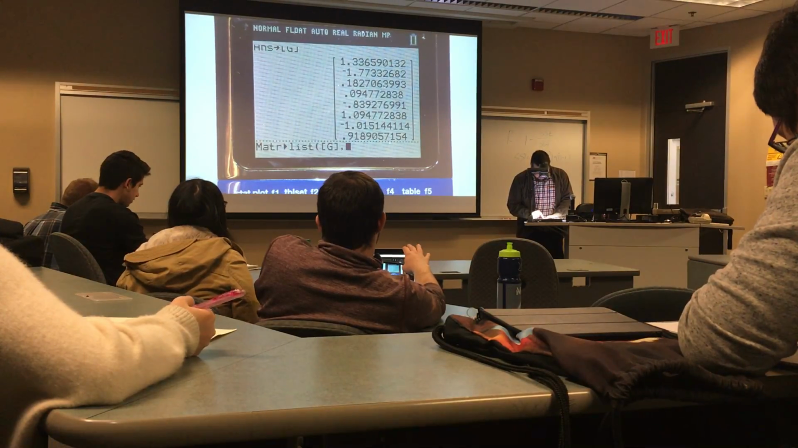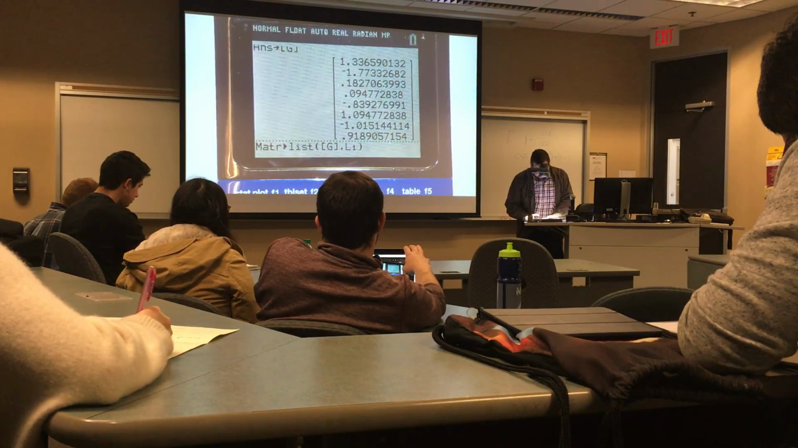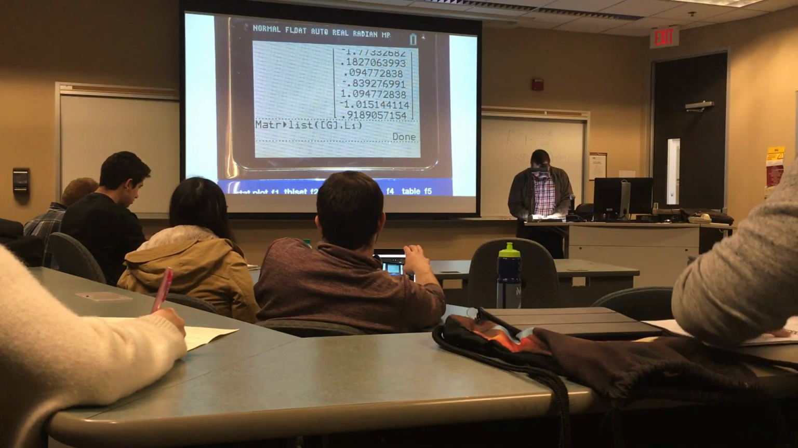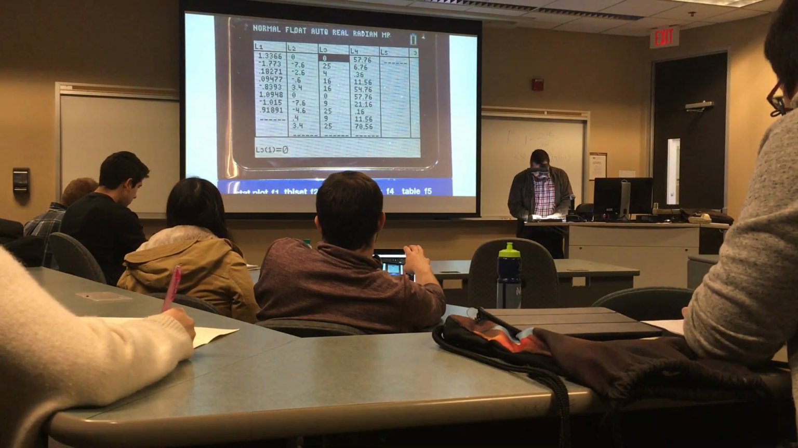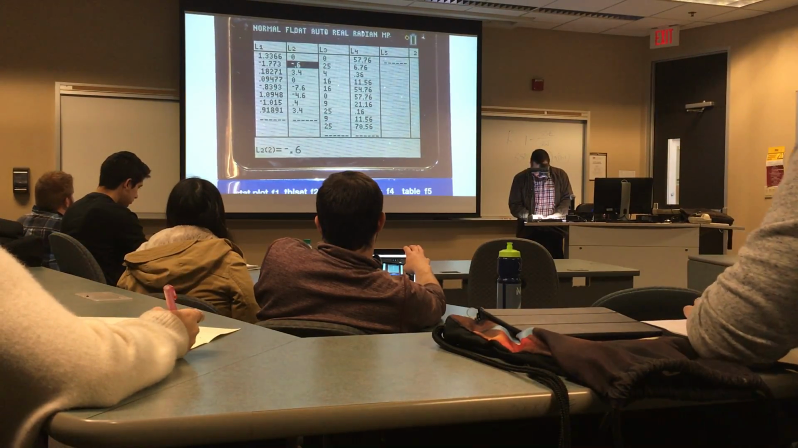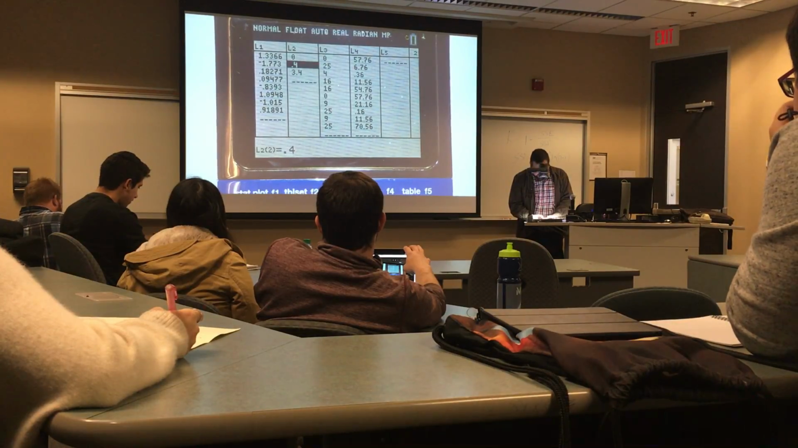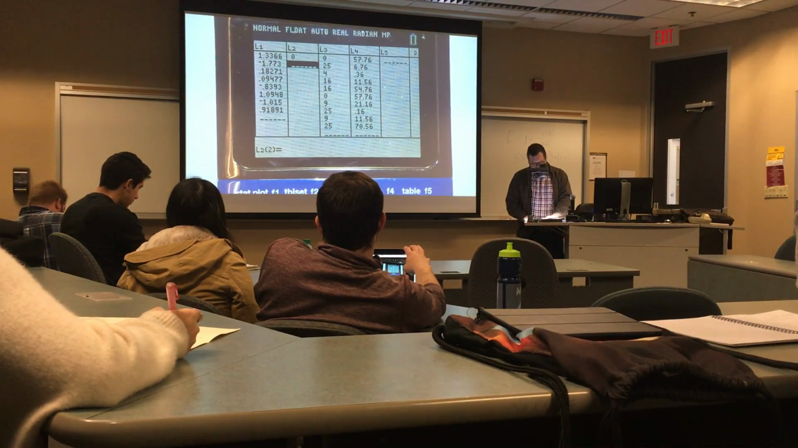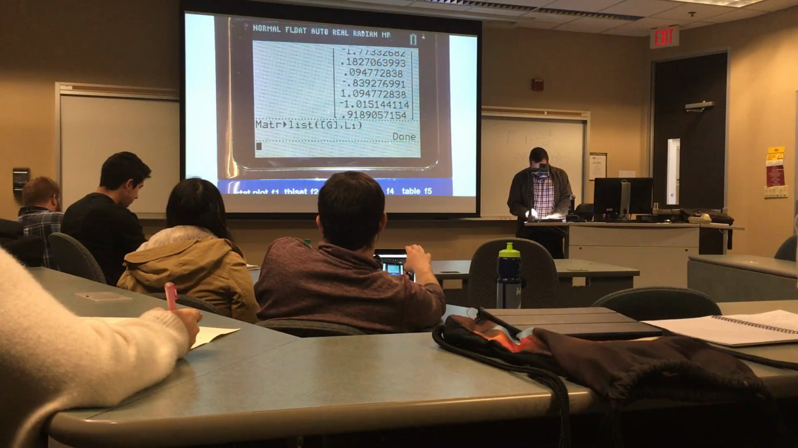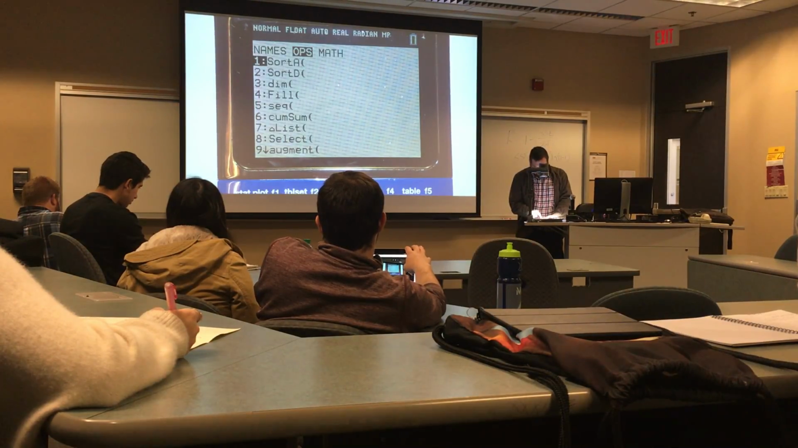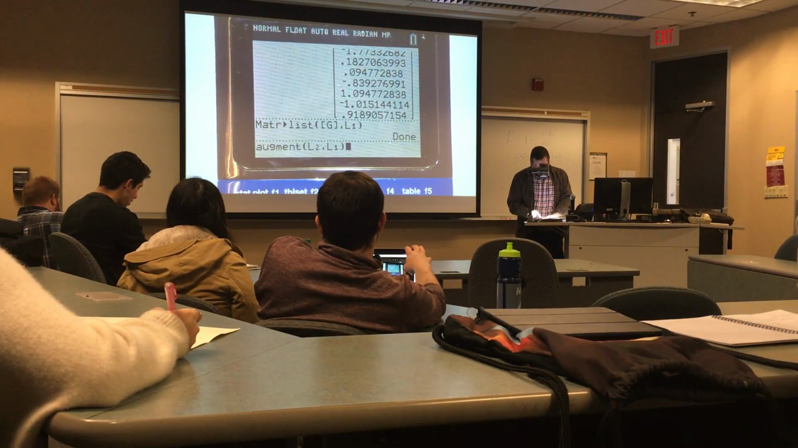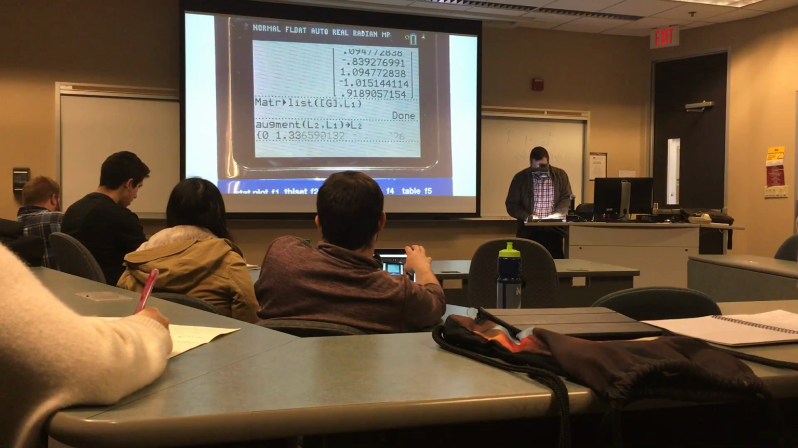In the list one, and then in list two, I need to get rid of these, but keep that zero at the top. And then I can augment list 2 with list 1. Store it in list 2.